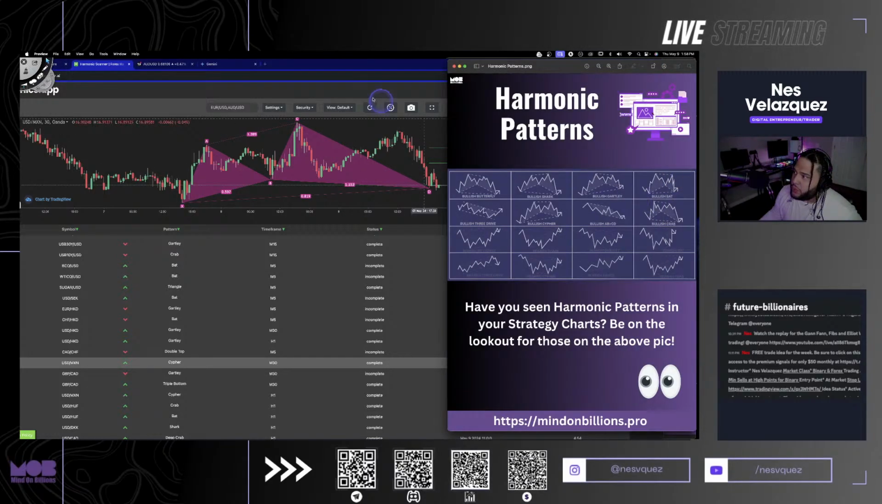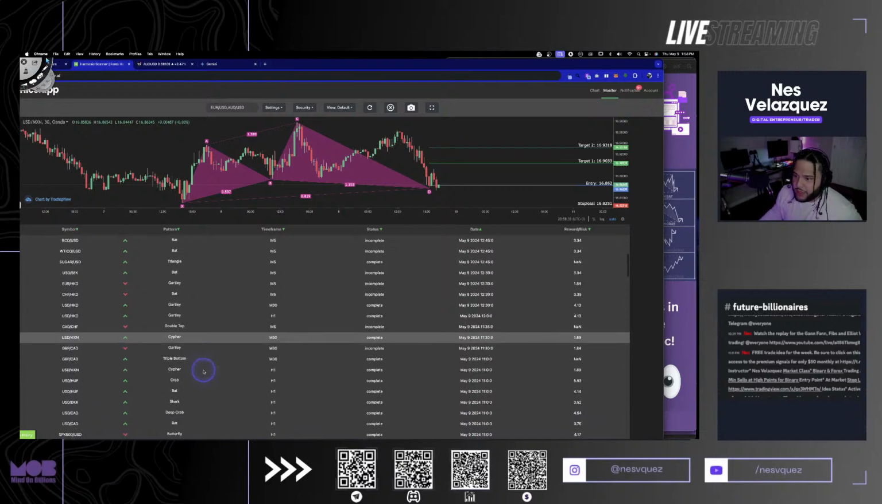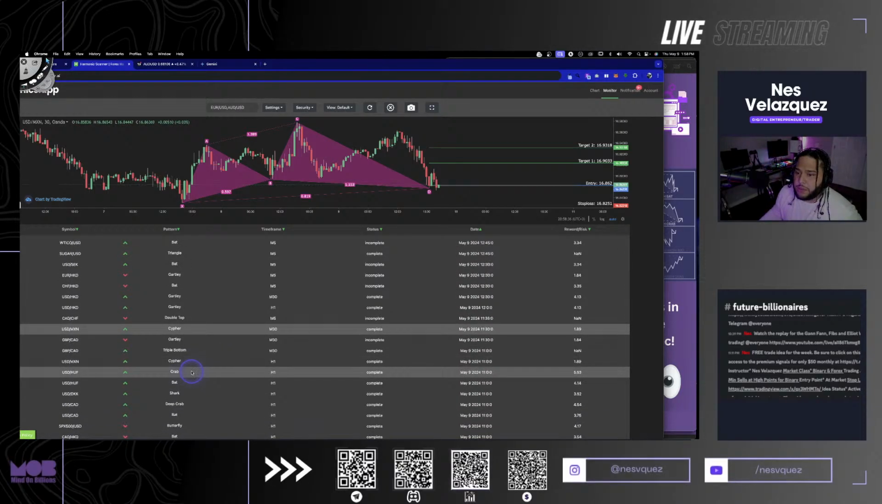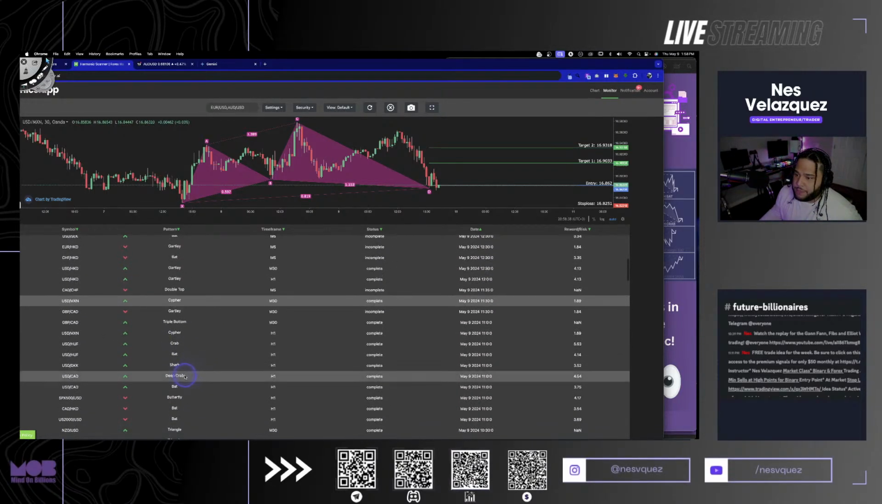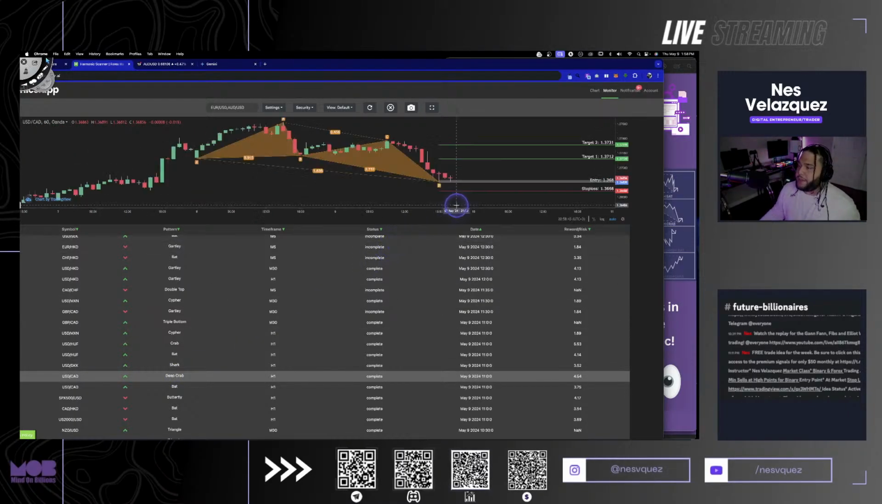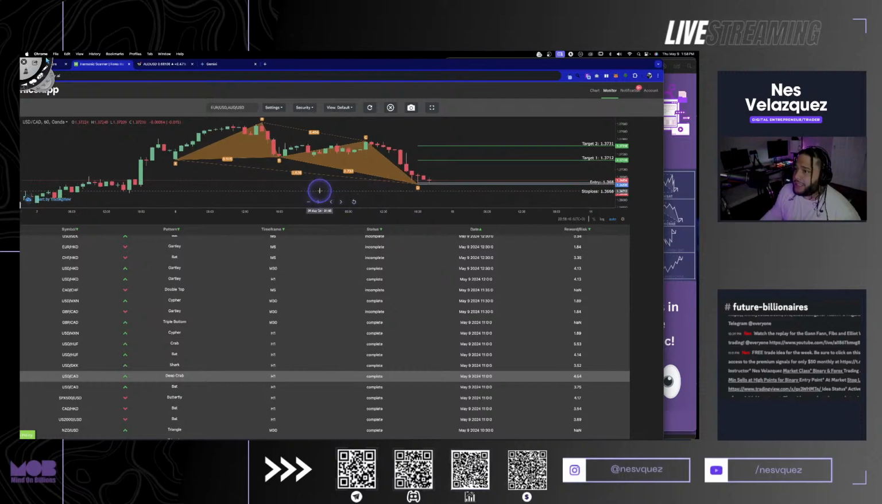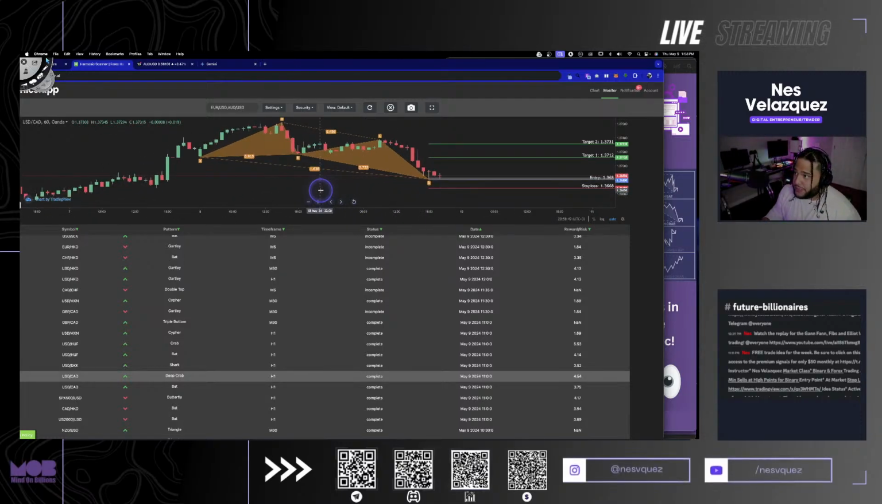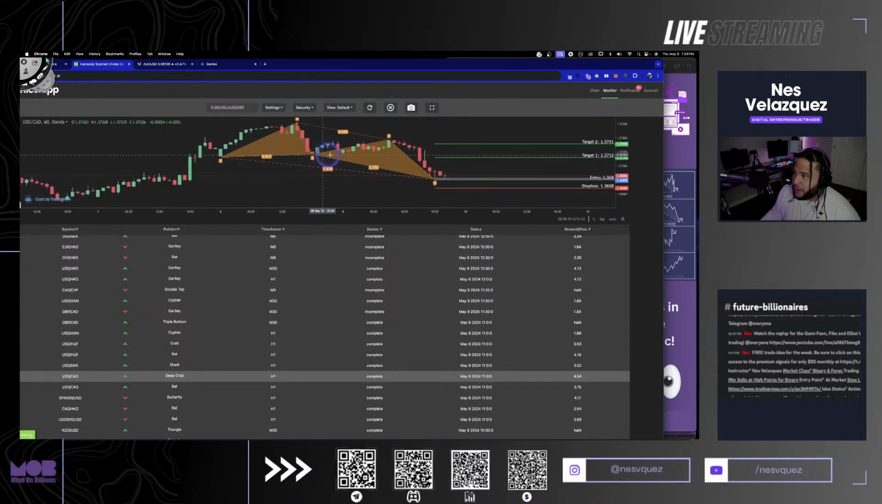Let's look at what other ones we got. So what's next? Cipher, crab, ABCD, and 3 drive. Here's a crab on another exotic pair. Here's a deep crab on USD CAD, which is familiar. It's one of the major pairs. Let's take a look. Ooh, this is great as well. So USD MXN, USD CAD right now. Good buys right now, in my opinion, from what I could see. Right over here. But yeah, so this is a deep crab.